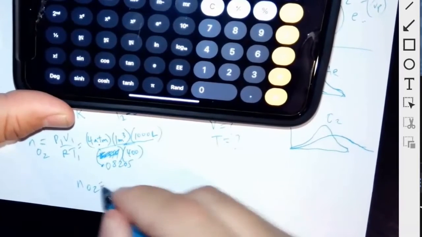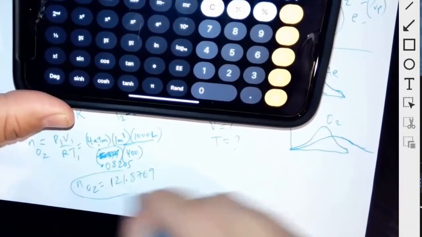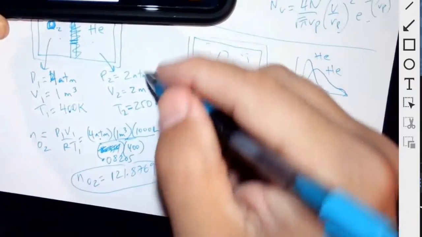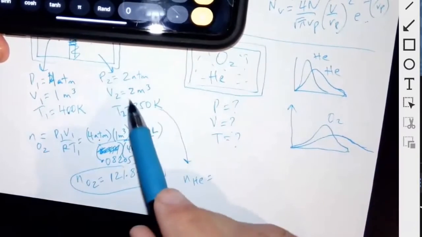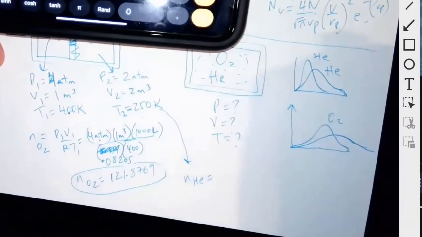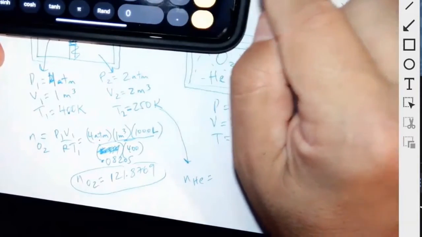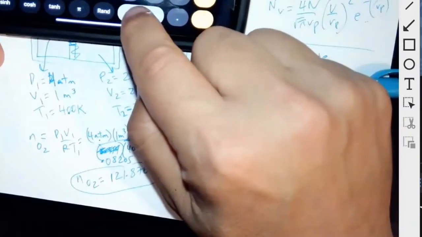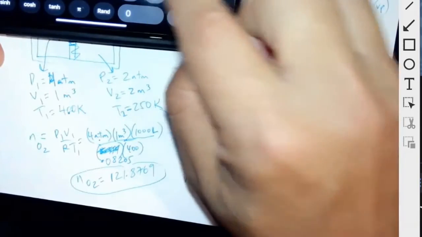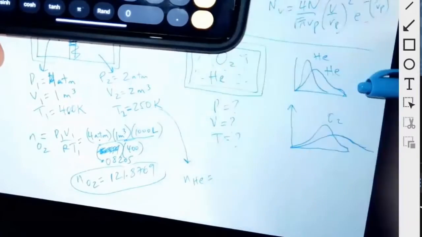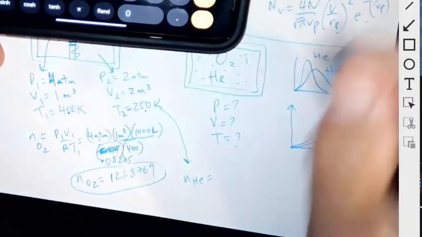The number of moles of oxygen is 121.8769. The number of moles of helium is going to be its pressure, 2, times 2, times 1,000, divided by 0.08205, divided by its temperature, which is 250. Oh, I've got more moles of helium.